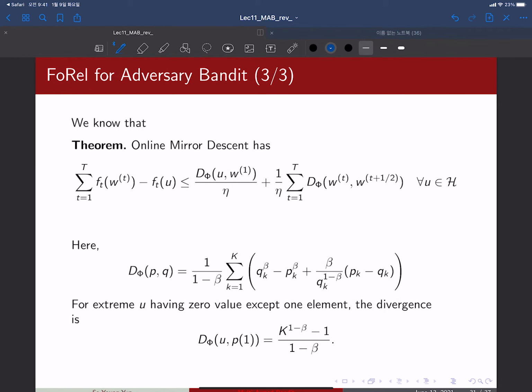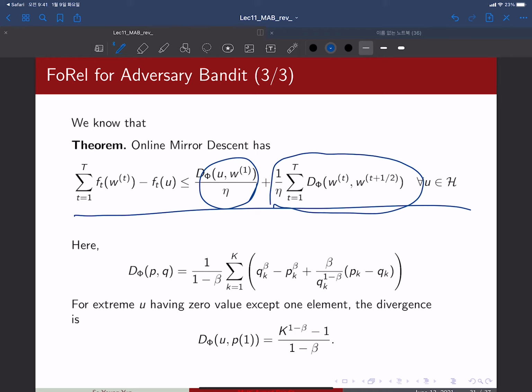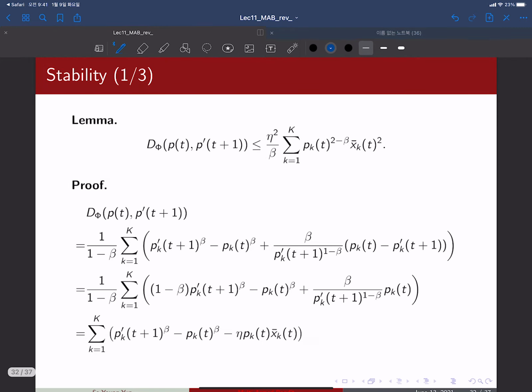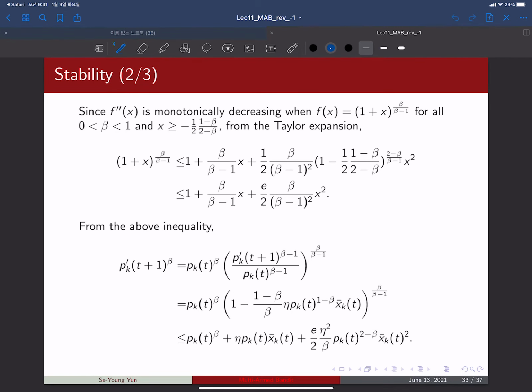So why is this useful? From the online mirror descent algorithm, we know this optimization performance result. To analyze the regret, we just need the radius of your input domain with respect to the Bregman divergence, and we need to analyze the variance with respect to the same Bregman divergence. So here we follow the same logic, except this part.